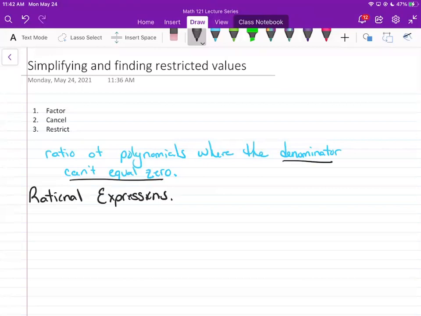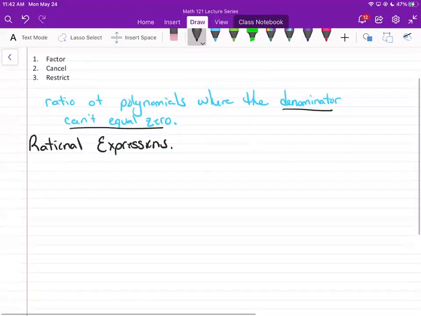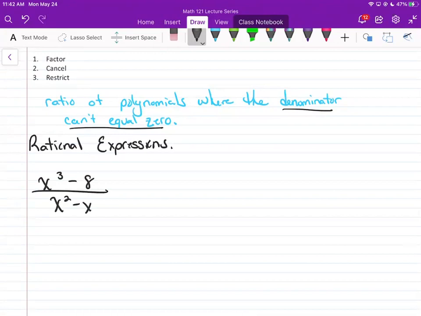They are to factor, which we talked about in our last video, cancel any like terms, and then restrict. We're going to look at 2 examples here. If I have a rational expression such as x cubed minus 8 over x squared minus x, step 1 is to factor. Remember from our factoring video that we always look for a least common denominator first, and in the top there is no least common denominator, but there are only 2 terms, which is indicative of one of our special patterns, in this case, difference of cubes.